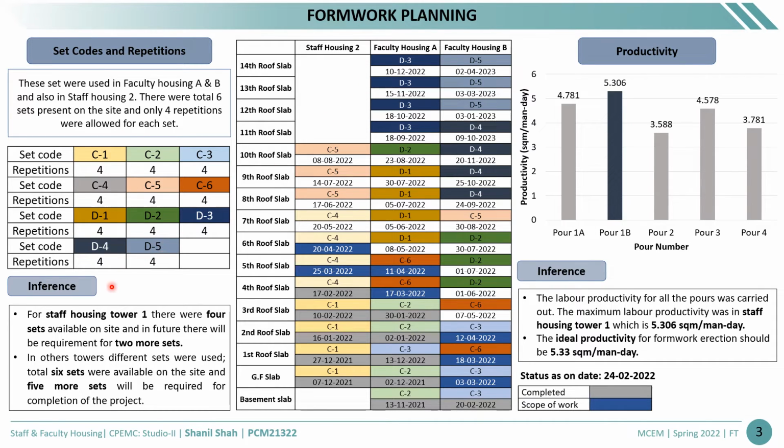So from this we can infer that for staff housing tower 1, 4 sets are available and 2 more sets are required for the future, and in all other towers 6 sets are available and 5 more sets are required for the future. Then we have calculated the productivity of the formwork. We got the maximum productivity for pour 1B, that is 5.306 square meter per man day, and the ideal productivity for the formwork is 5.33 square meter per man day.